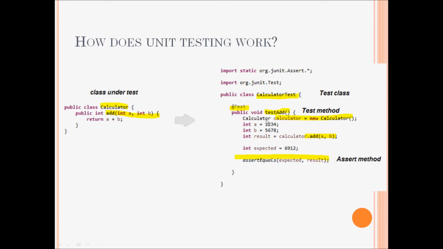You see, and in this test class, we can write more test methods to test more test cases. So that is basically how unit testing works in Java. We create a test class with test methods to test the methods of the class under test, and we use the assert method to assert the code, assert the result.